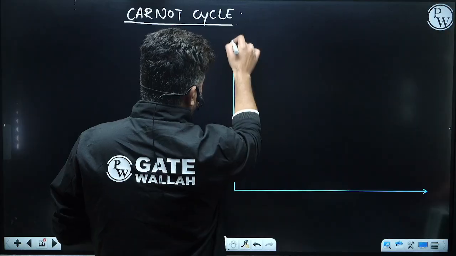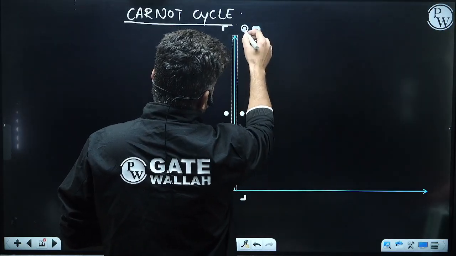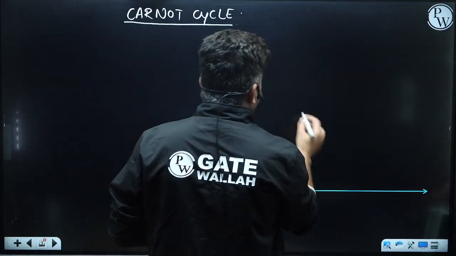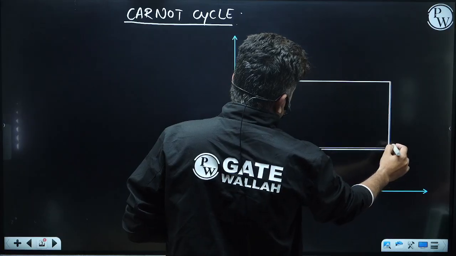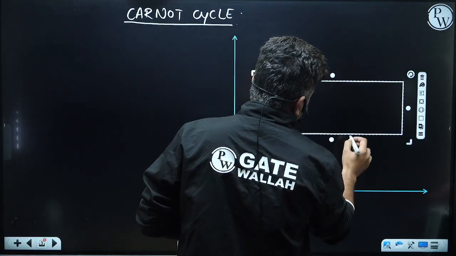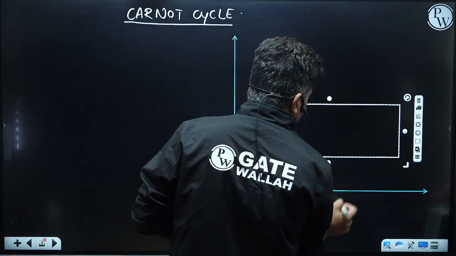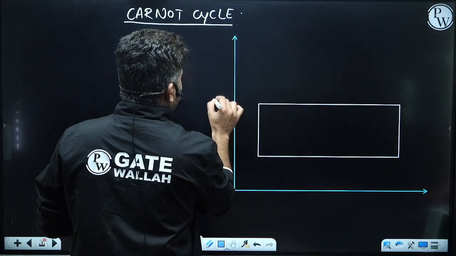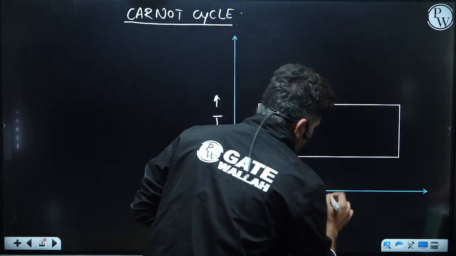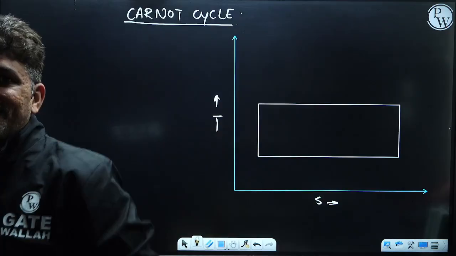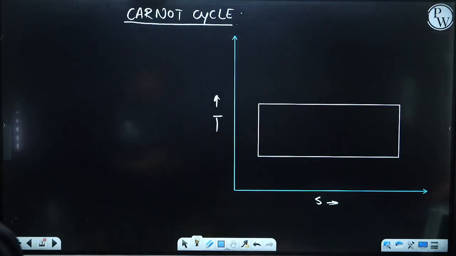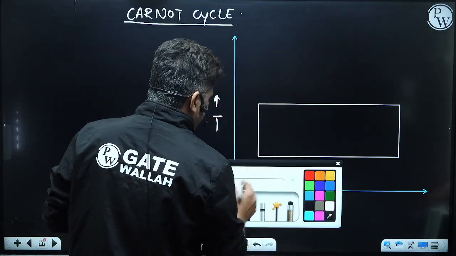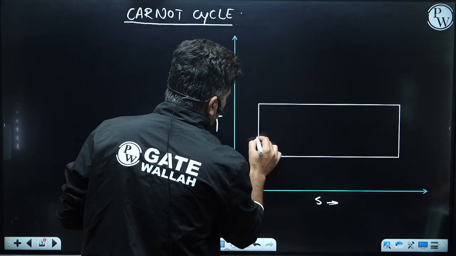If we plot a Carnot cycle on a TS diagram, the diagram on which most of the cycles are drawn, we have a Carnot cycle that moves something like this. On the TS diagram, the Carnot cycle consists of four processes. The first process, let's say we go from 1 to 2.